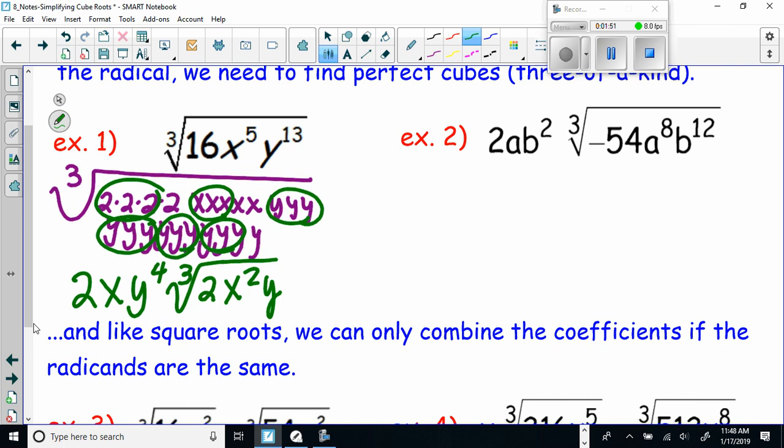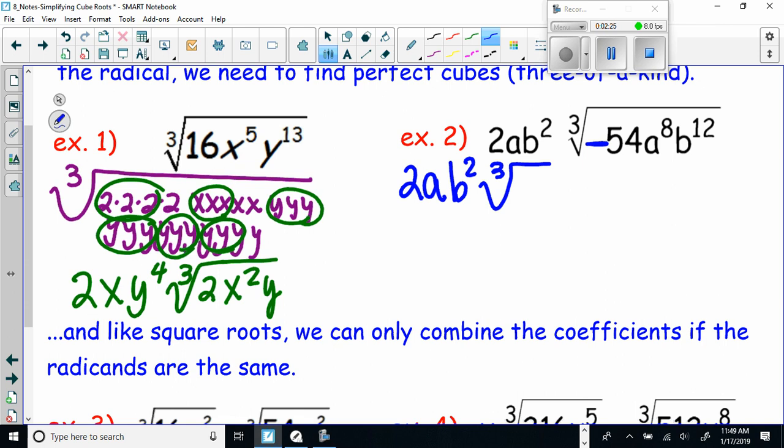Okay? So I'm going to work towards not expanding. We're going to try to see if we can figure out how many 3 of a kinds we have without writing all that out. I might still expand my constant value, but the rest of it's kind of a bit much. So I still have this 2ab squared I'm going to leave on the outside. I'm going to look at this negative 54. Okay, this negative, I'm not going to have an imaginary number.